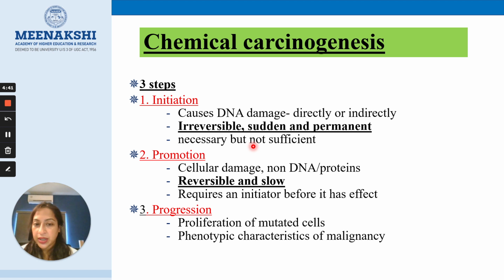Multiple other mutations can occur based on the dosage and the duration of the exposure to the promoter, and unlimited cell proliferation occurs at the end of promotion. Progression is the proliferation of these mutated cells, acquiring more and more mutations, specifically these P53 mutations and the RAS mutations. These mutations now give it the phenotypic characteristics of malignancy. What do you mean by phenotypic characteristics of malignancy? The patient clinically presents with cancer.